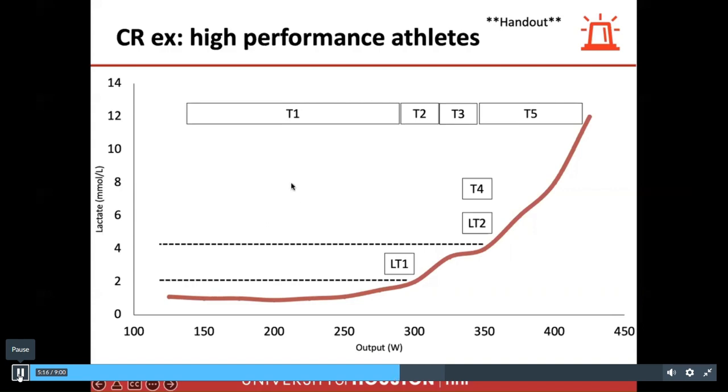And so where is the individual person? What's their power? In this example, it's power output. That's really easy to do on a bike. It could be heart rate. It could be some other measure, but power and heart rate are two common ones. So where is their heart rate at 2 millimoles lactate, and where is their heart rate or work output at 4 millimoles? And then we can set our training zones that way.